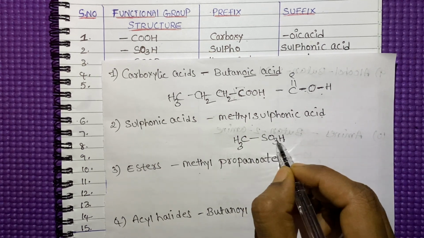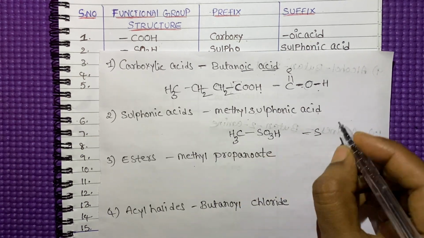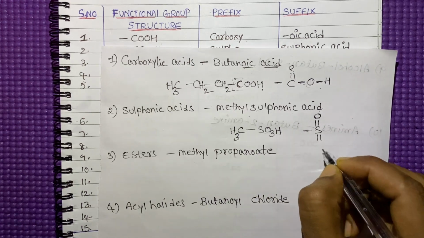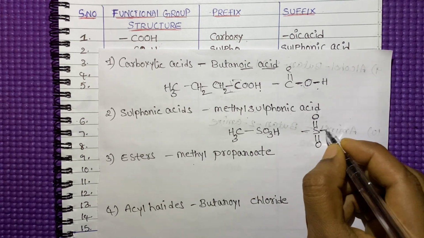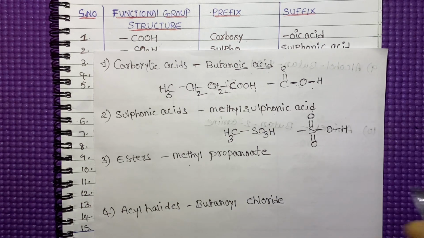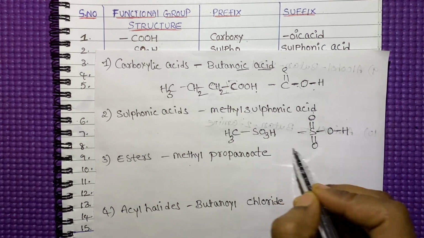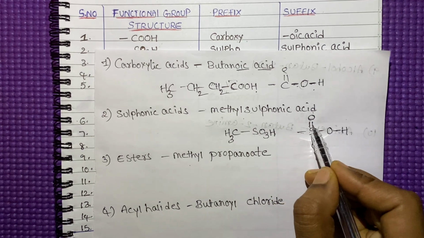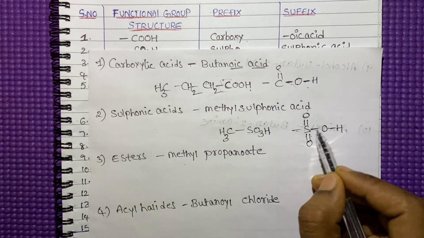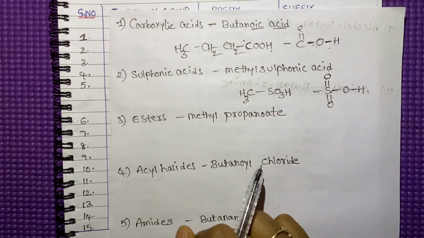Now we'll write the complete structure for this functional group. One bond with the carbon, 2 bonds with one oxygen and 2 bonds with another oxygen, and 1 bond with one oxygen, and this oxygen again forms a bond with the hydrogen. This is the structure of the sulfonic acid. In this structure, the sulfur contains 1, 2, 3, 4, 5, 6 bonds. Here the sulfur valency is 6.